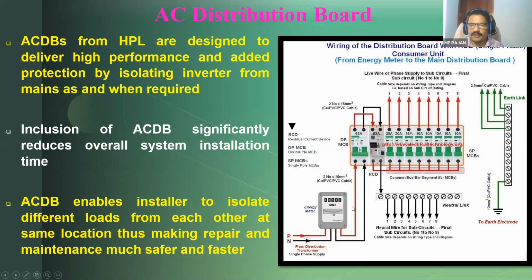In a detailed circuit diagram, you can see this is the meter. From the inverter, phase and neutral supplies are coming here. Through the meter, it is going to the DP MCB. DP means double pole MCB. This is the main MCB circuit breaker.